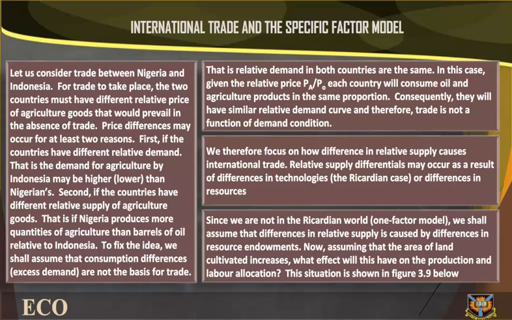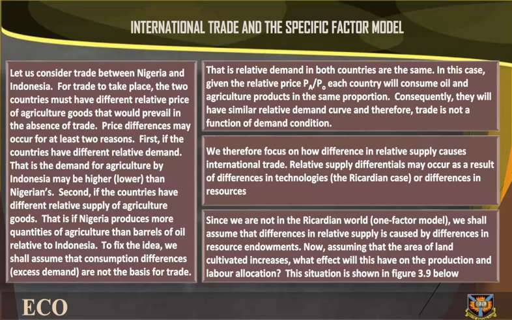Price differences may occur for at least two reasons. First, if the countries have different relative demand. That is, the demand for agriculture by Indonesia may be higher or lower than Nigeria's. Second, if these countries have different relative supply of agricultural goods. That is, if Nigeria produces more quantities of agriculture than barrels of oil relative to Indonesia.